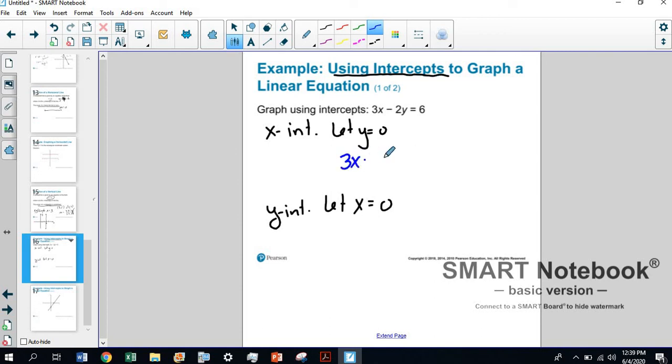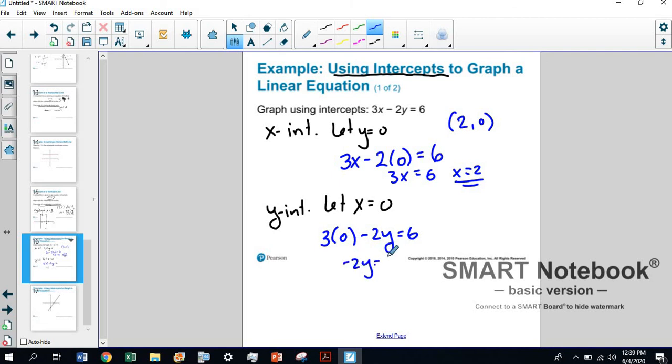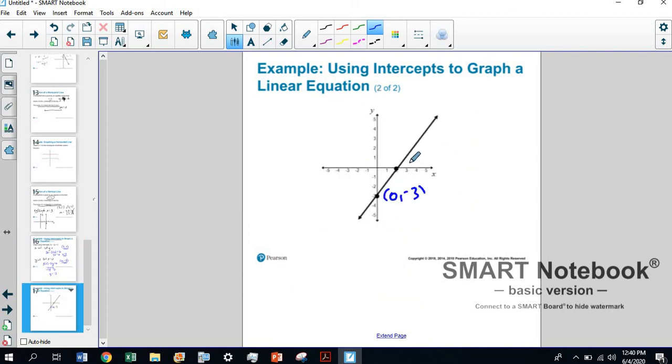Okay, so if you plugged in y equals 0 here and solved for x, you'll get 3x equals 6, so x equals 2. So that means the x-intercept is (2, 0). If you plug in x equals 0 and solve this for y, you'll get negative 2y equals 6, divided by negative 2, and so you'll get y equals negative 3. So that means (0, -3) is your y-intercept. So here's your x-intercept, (2, 0), your y-intercept, (0, -3). Plot those points. Here's (0, -3). Here's (2, 0). And then just connect the dots. Draw a straight line through them. Arrows on the end. And there's your line. That's how you use intercepts to graph a linear equation.